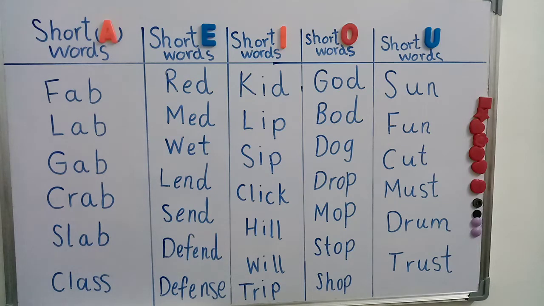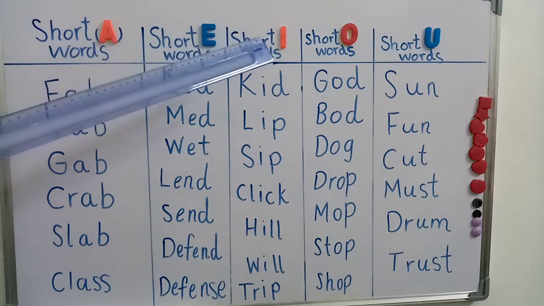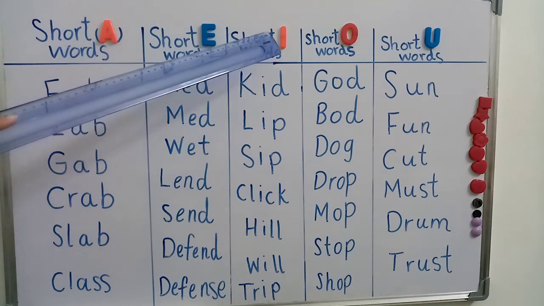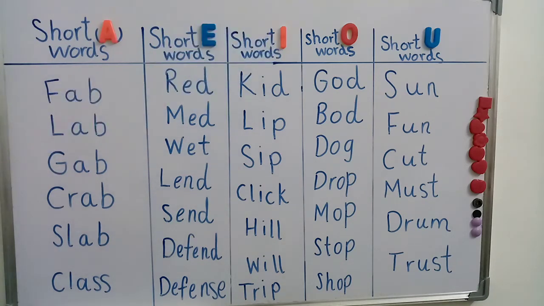Okay, now let's move to the short I word. Look, this is the letter I. Okay, what does the I say, kids? The I says I. Every letter makes a sound. So the letter I, it could be E and it could be I. There's a little bit of small difference between the two sounds.